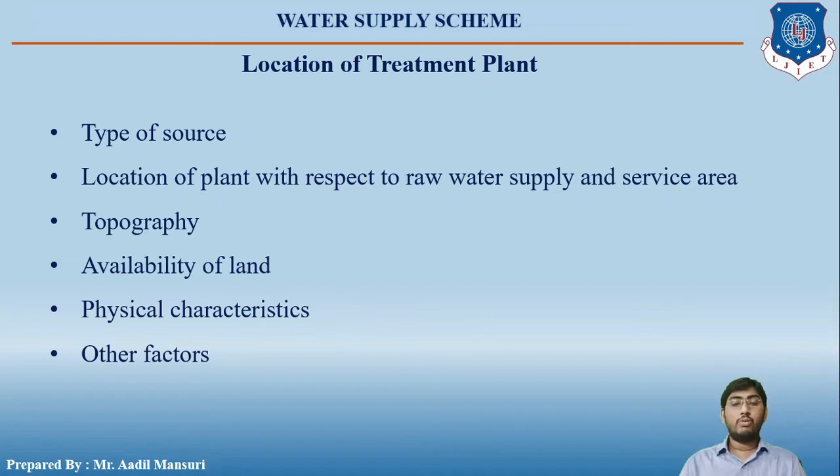Talking about the topography, the topography of the source and the distribution area should be taken into consideration. Then in highly urbanized areas, the availability of land will affect the selection of location. Because in urbanized areas, the land near the city is usually not available because of exhaustion, due to the development of residential colonies or industrial areas. So it is quite difficult to acquire land which is nearer to the city area.